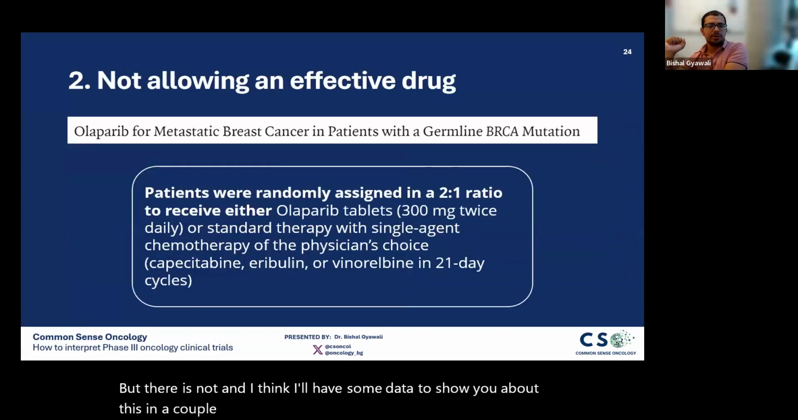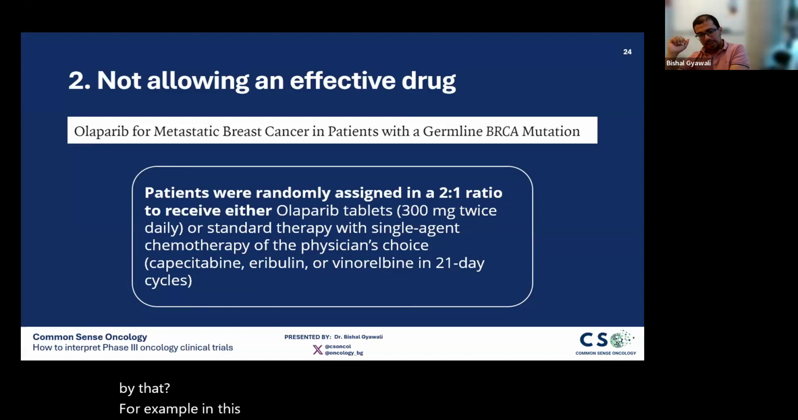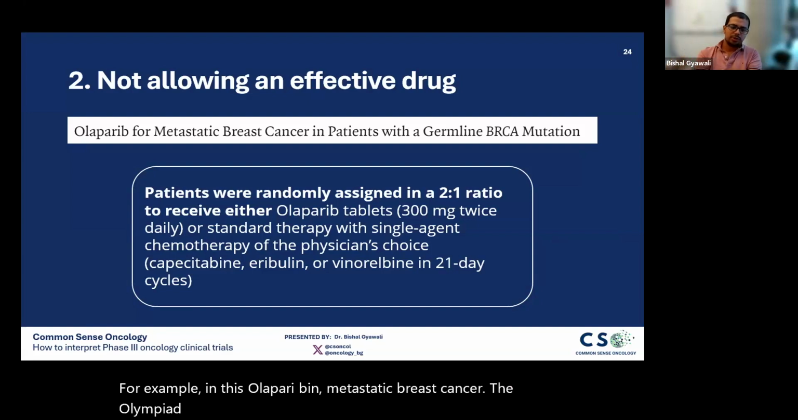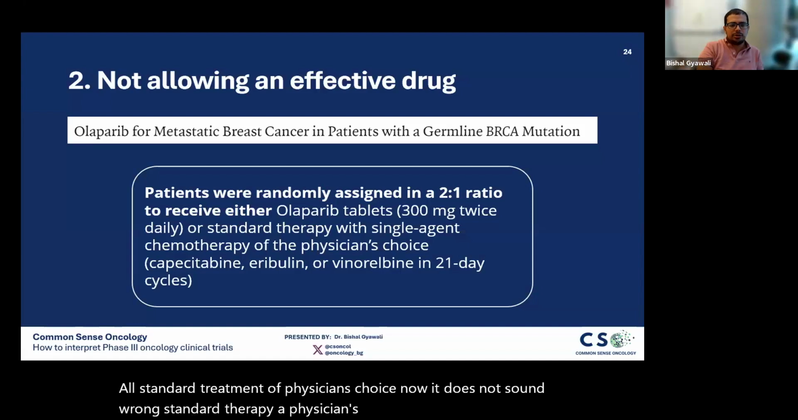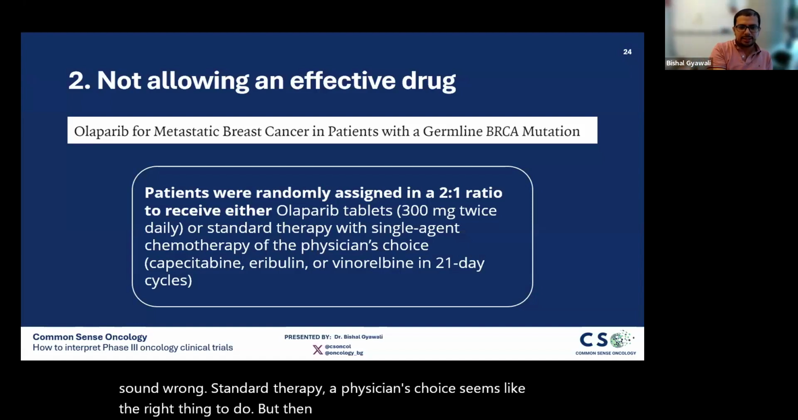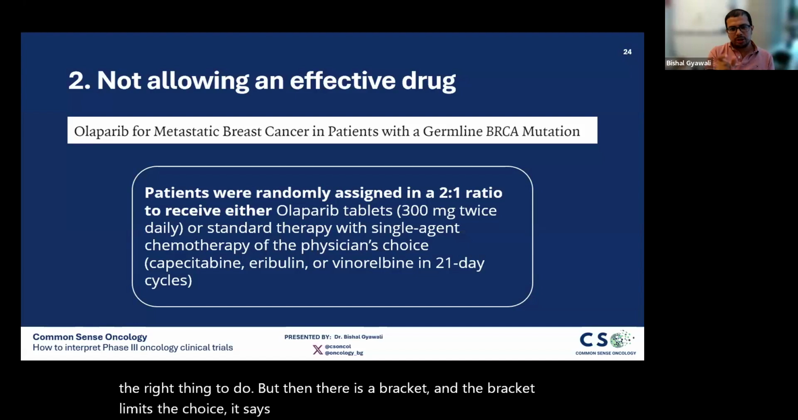The second type of not appropriate control arm is not allowing an effective drug. And what do I mean by that? For example, in this olaparib in metastatic breast cancer, the OlympiAD trial, it says patients were assigned to receive either olaparib or standard treatment of physician's choice. Now, it does not sound wrong. Standard therapy of physician's choice seems like the right thing to do. But then there is a bracket, and the bracket limits the choice. It says capecitabine, eribulin, or vinorelbine.